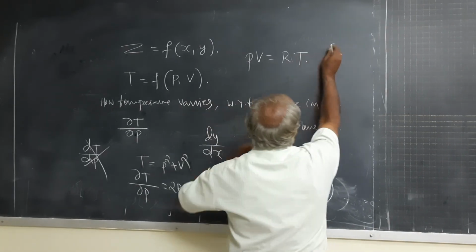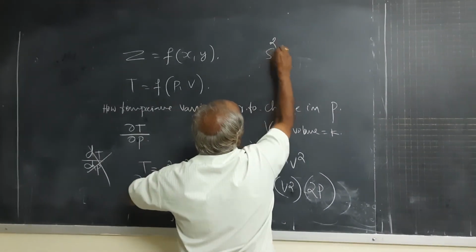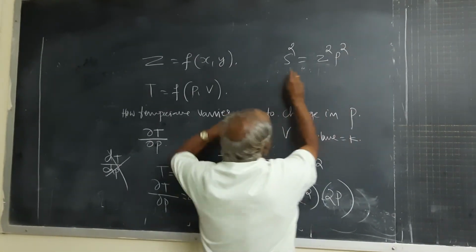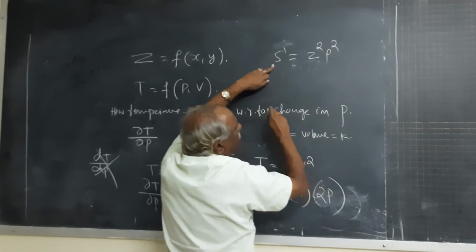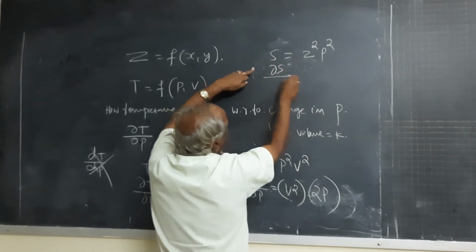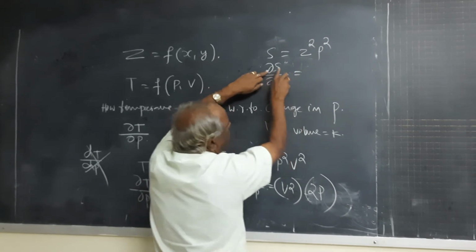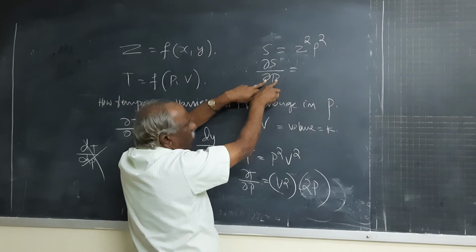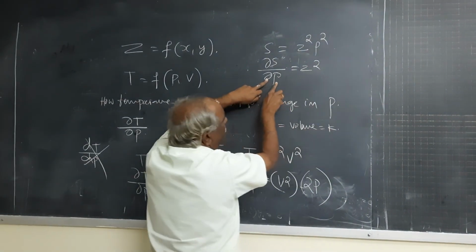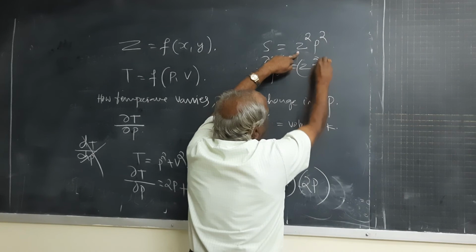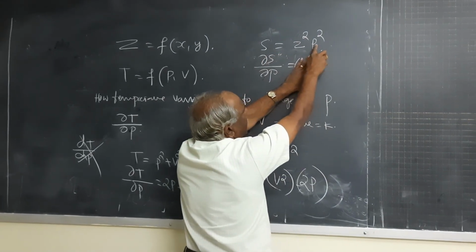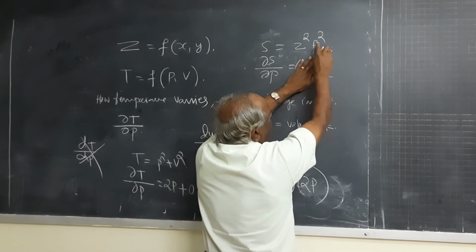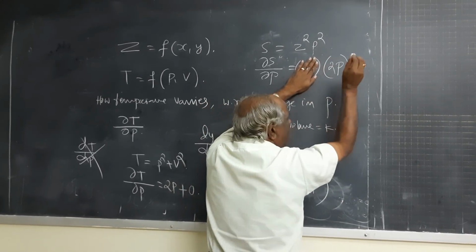Suppose I take one more symbol: S is equal to Z squared P squared. If I want to find dou S by dou P, that means partial differentiation of S with respect to P. With respect to P, Z squared is constant. Take it outside. You are differentiating P squared. P squared is just like your x squared. P squared differentiation is 2P. Okay, let us stop at this point.